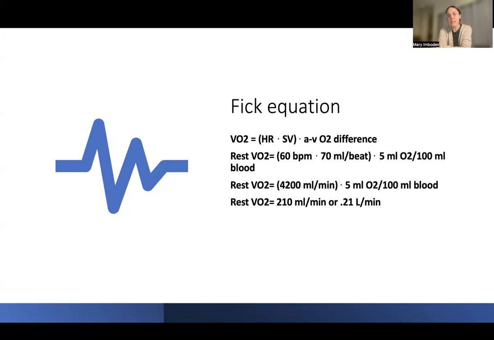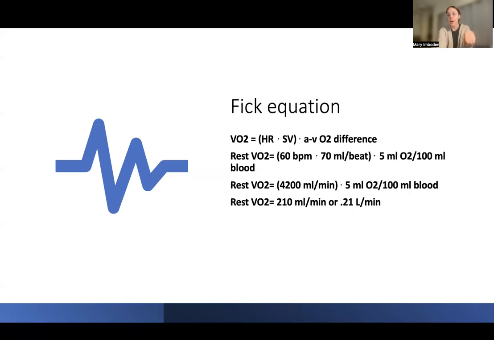And this is an absolute value. We typically represent absolute values in liters per minute for some reason, so it's 0.21 liters per minute. Now, if we wanted to make it a relative value, which may be what you are more familiar with when it comes to your own VO2 max, you would divide that 210 milliliters per minute by your weight in kilograms. And that would be your VO2 relative to you, because it's your body weight you're putting into this equation now.